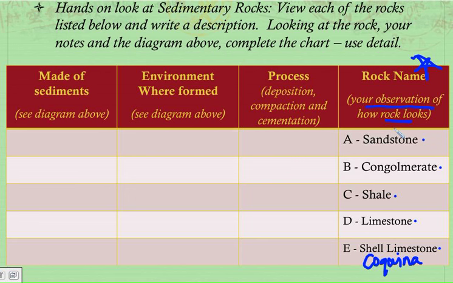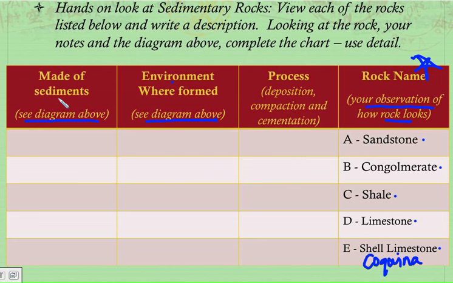Once you have your observation done, then you are going to use your diagram to complete the made of sediments and the environment. So you're going to find the rock on the previous table, work your way up, figure out what environment it was in. Was it a swamp, a beach, a coral reef, or a deep ocean? And then what sediments would be found there? Would it be pebbles, mud, plant materials?